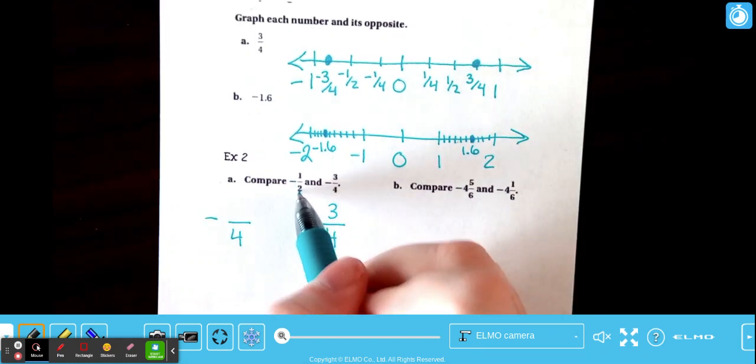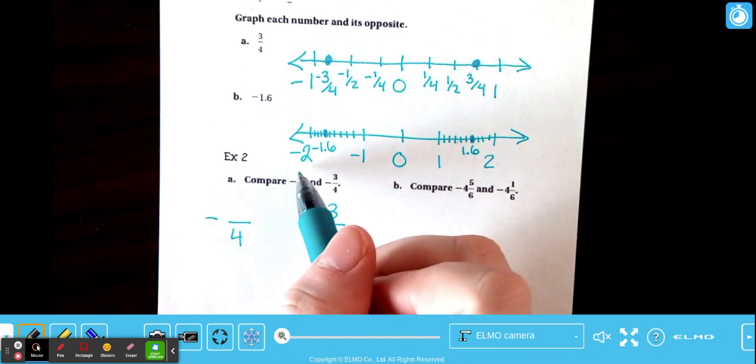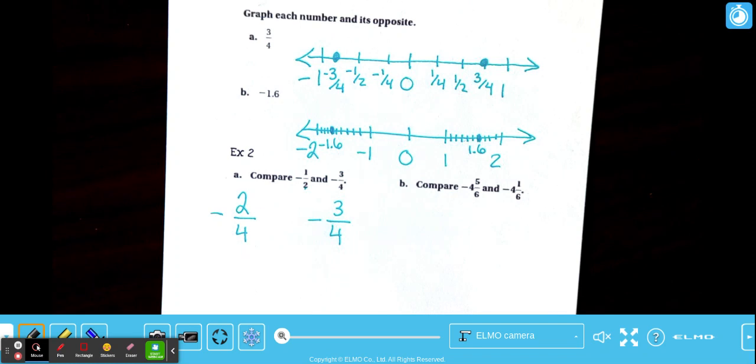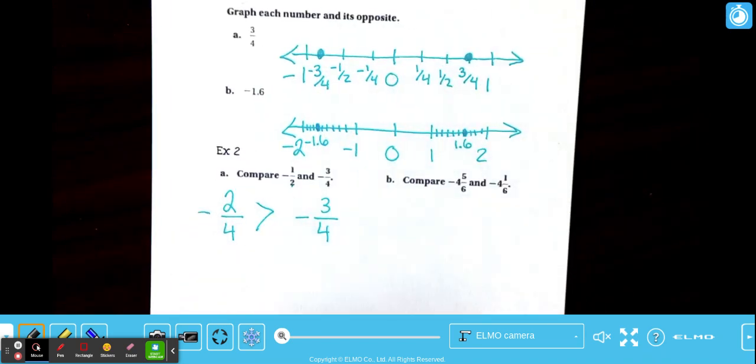All right, what do we multiply 2 by to get to 4? 2. What is 1 times 2? 2. So we have -2/4 and -3/4. So now that they have the same denominator, we really only need to compare their numerators. So which one is bigger, -2 or -3? Let's think about it. When we're talking about negative numbers, you would rather not owe very much. So would you rather owe -3 or rather owe -2? -2. Okay, -2 is bigger. So that means -1/2 is bigger than -3/4.